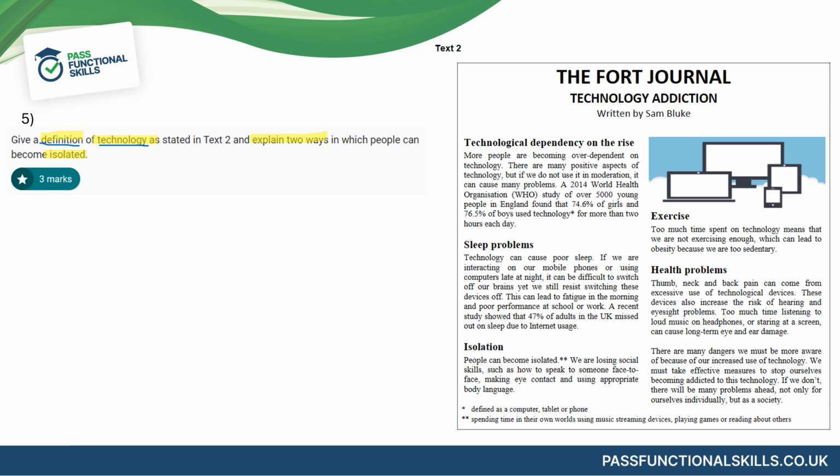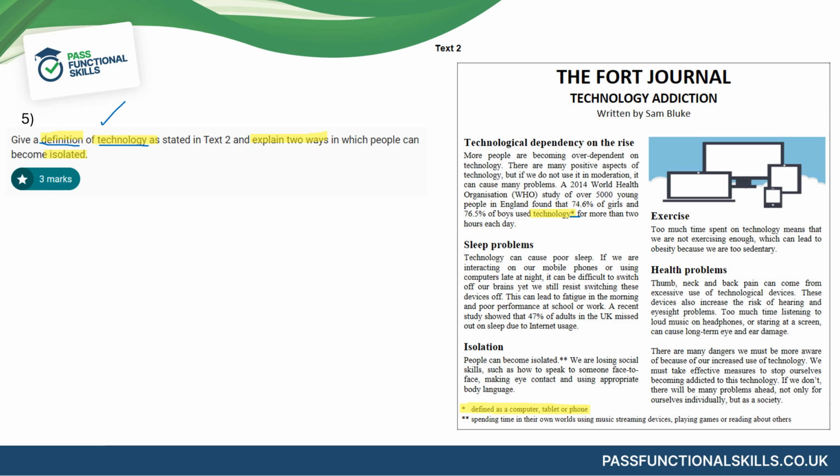So if we have a look in the text for the word technology, we can see that that is first mentioned here in the first paragraph. And it does have a little star next to it. Now if we see a little star, or sometimes it can be a little 1 or a 2, that means that it's referencing a footnote. So if we have a look at the bottom, we can see that we've got this star here, and that is our definition of technology. So technology is defined as a computer, tablet or phone. So that is mark number 1, just giving that definition straight from the text.